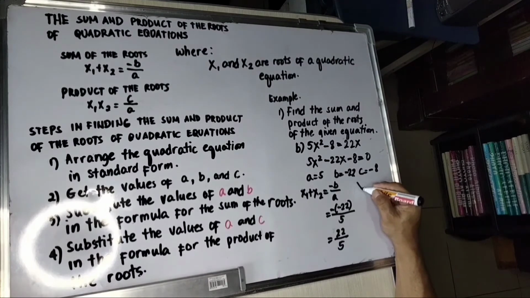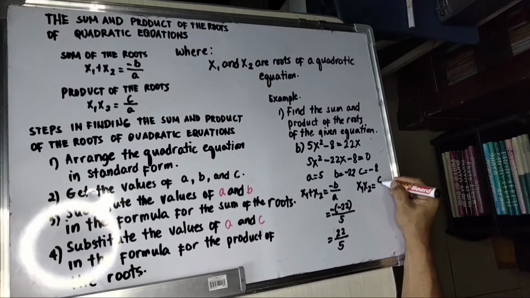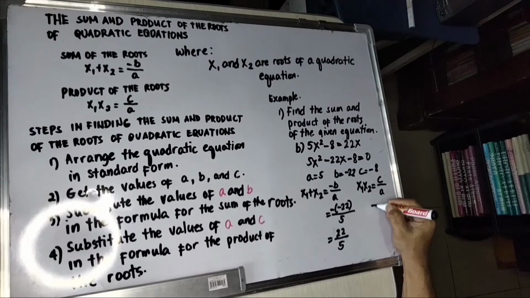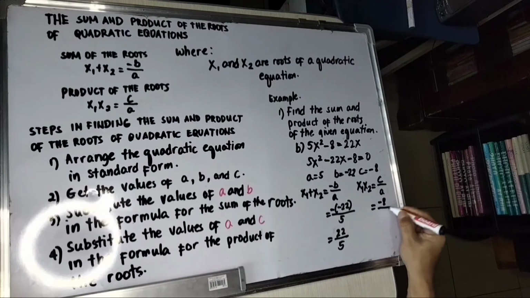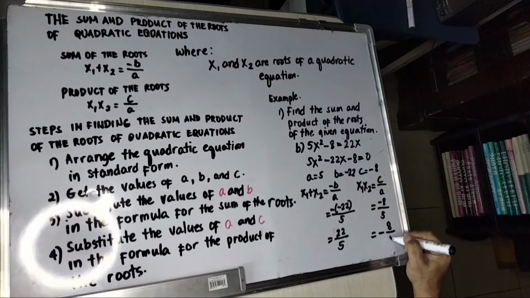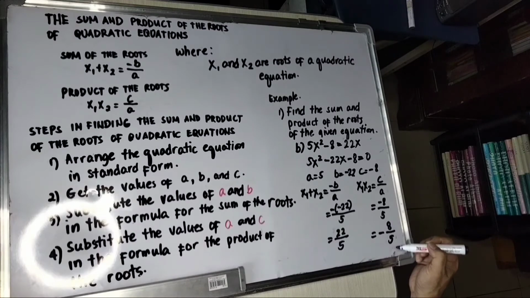Then the product of the roots, x sub 1 times x sub 2 equals c over a. Then, c equals negative 8 over a, which is 5. Then this is equal to negative divided by positive is negative, then 8 over 5. So the sum of the roots is 22 over 5. And then the product of the roots is negative 8 over 5.